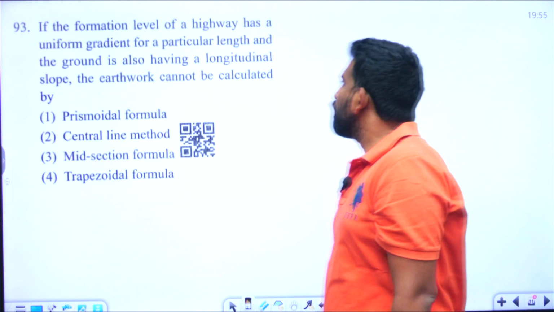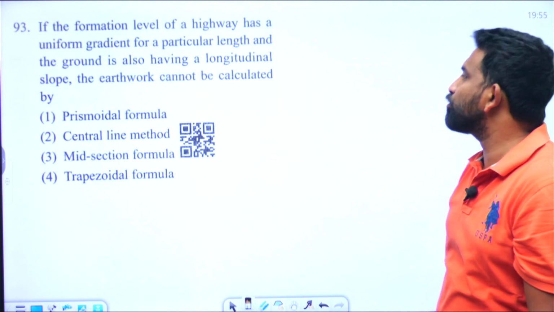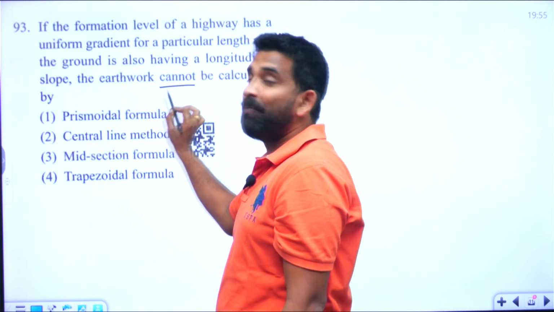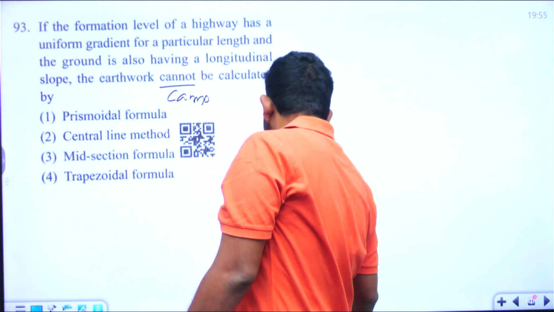If the formation level of the highway has a uniform gradient for a particular length and the ground is also having a longitudinal slope, the earthwork cannot be calculated by. See here, it is not 'can be calculated by', it is 'cannot'.